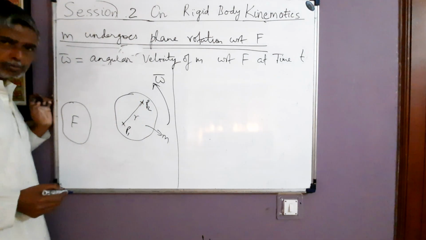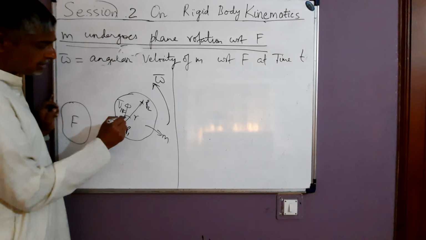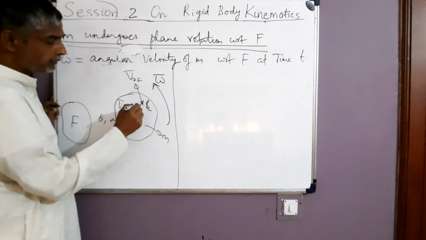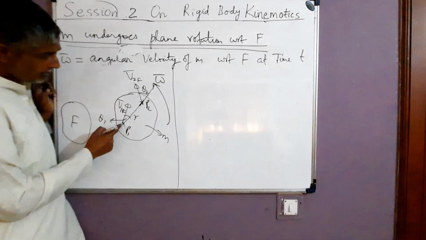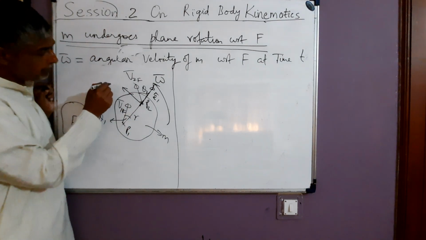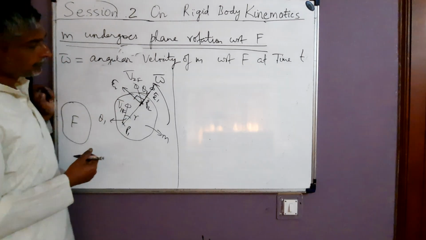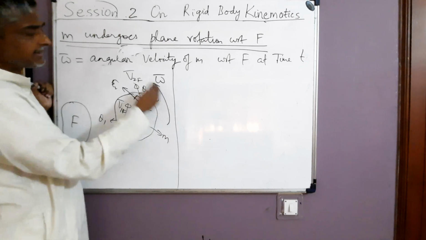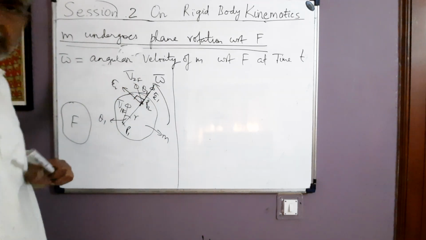R is the distance from P1 to P2. Velocity of P1 is V1F with respect to F at time t. Angle is theta 1. Velocity of P2 is V2F with respect to F at time t. V2F makes an angle of theta 2 with this line. Unit vector from P1 to P2 is E1 hat. Unit vector normal to E1 in base plane is E2 hat. And omega, as we discussed in the first video on rigid body kinematics, since omega is anti-clockwise, its direction is normally outward.